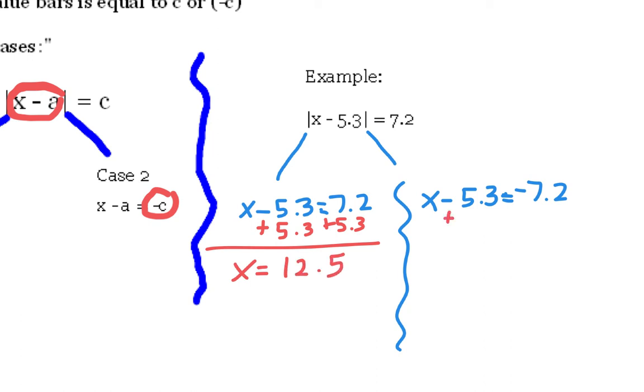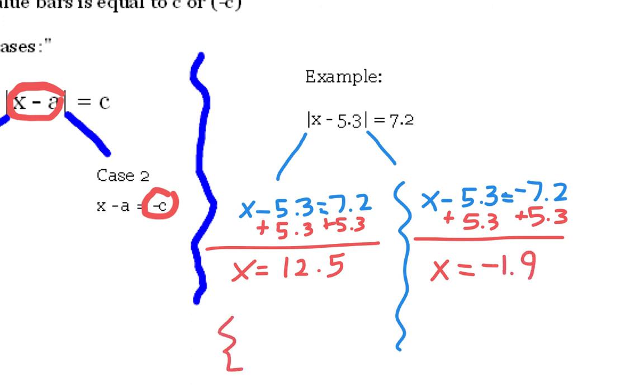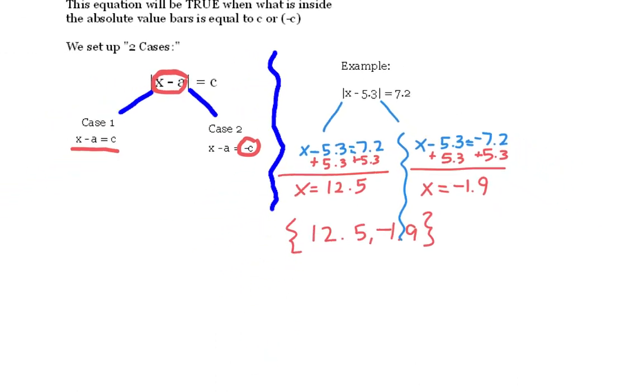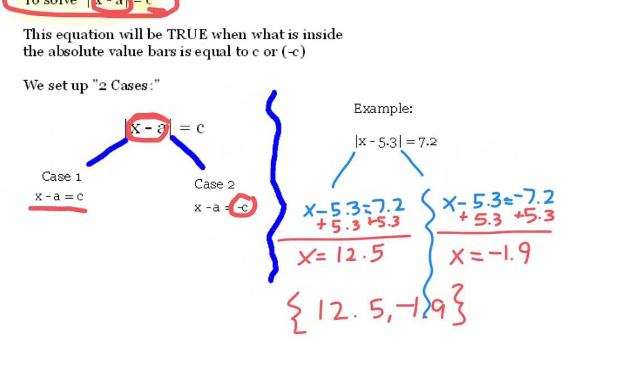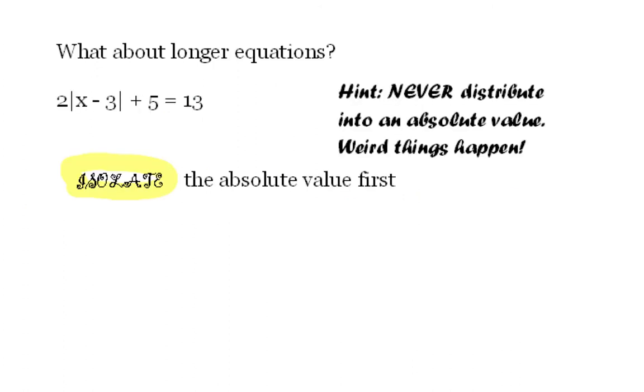And then same thing here, what I have to be aware of course, is my signs. That's negative 7.2 plus 5.3 gives me x equals, I believe that's negative 1.9. So my solution set here, and again, you don't need to draw these squiggly brackets, but I have two different answers in my solution set. So our goal, again, is set up those two cases.